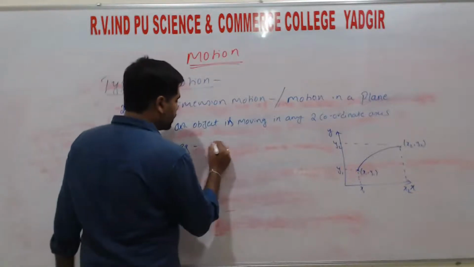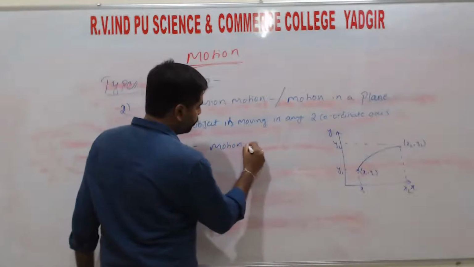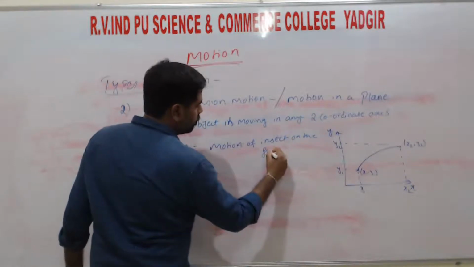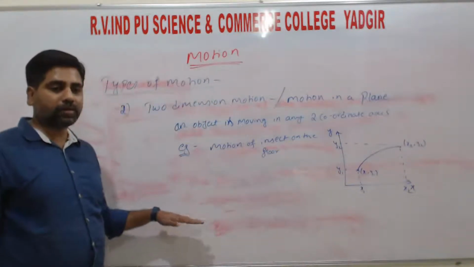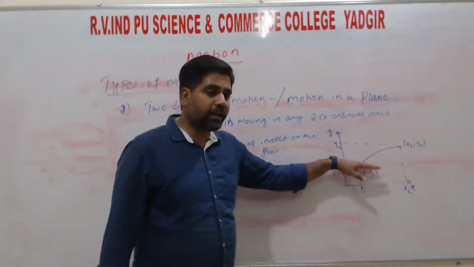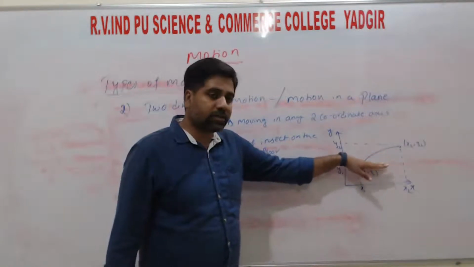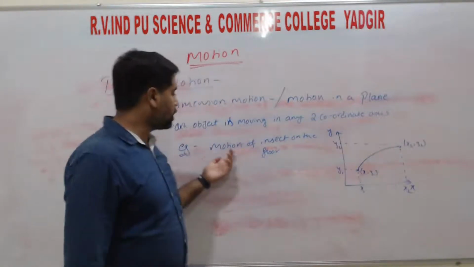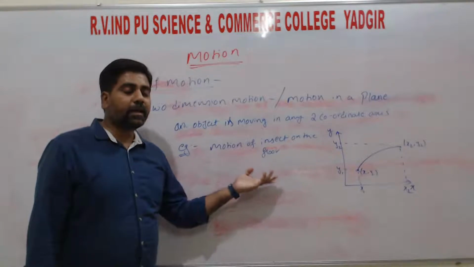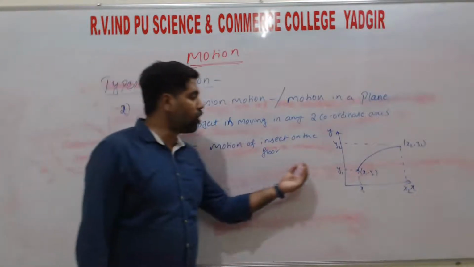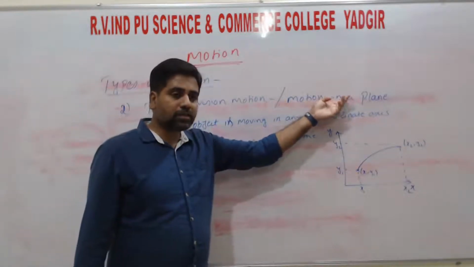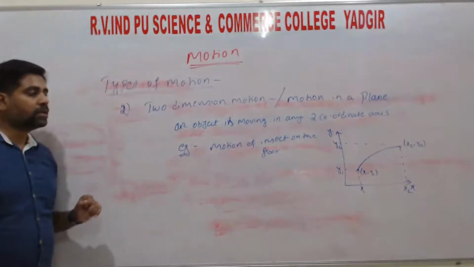For example, one more example is the motion of an insect on the floor, right? The insect is moving along the x-axis, and frequently it keeps on jumping. That means it also covers the y-axis, right? So that is an example. But a better example is when we kick a ball, a football or a cricket ball. If we throw a cricket ball, it will follow two dimension motion, right? So two dimension motion is also called motion in a plane. That is the second type.